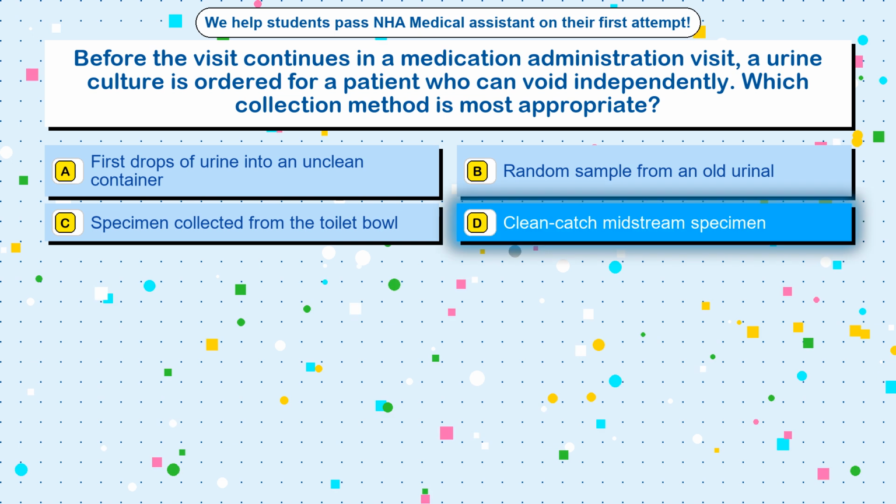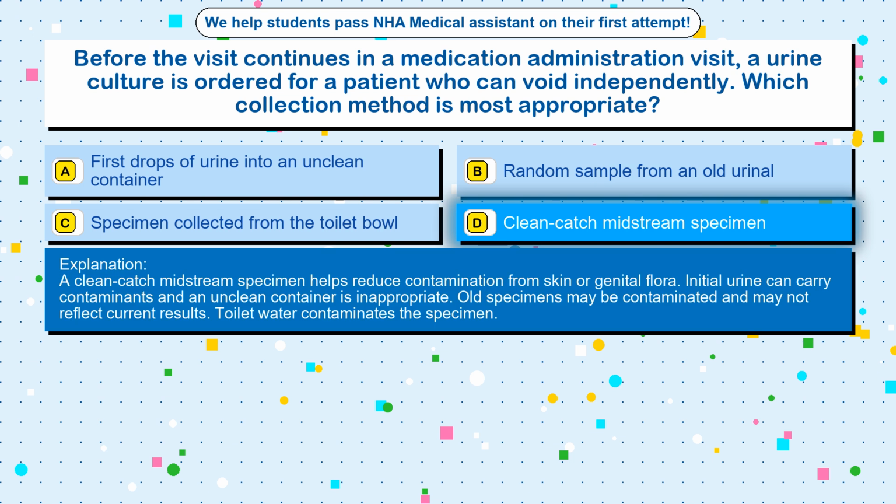The correct answer is option D, clean catch midstream specimen. A clean catch midstream specimen helps reduce contamination from skin or genital flora. Initial urine can carry contaminants and an unclean container is inappropriate. Old specimens may be contaminated and may not reflect current results. Toilet water contaminates the specimen.